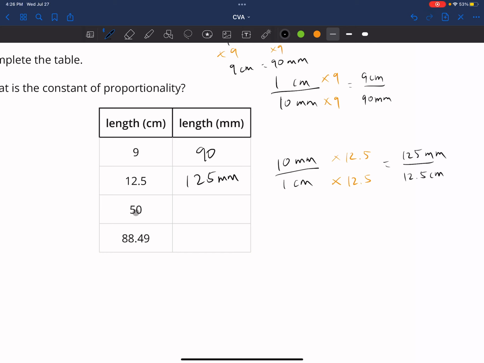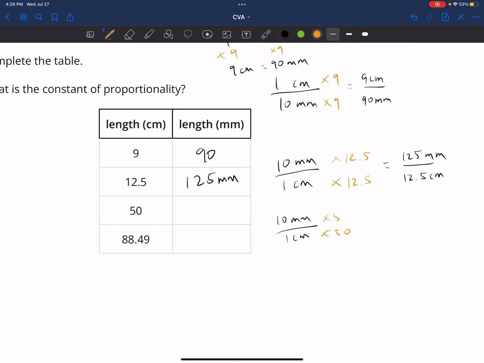Automatically, I know that this is going to be 500 because I just had to multiply it by 10, right? But we'll do it like this. So 10 millimeters, 1 centimeter. 50 centimeters is what I want, so I'm going to multiply by 50 here, multiply by 50 here, and 50 centimeters is equal to 500, right? 50 times 10 is 500, so 500 millimeters. As you can see, maybe you see some sort of pattern here. You're just multiplying by 10 each time because it's a proportional relationship, right?